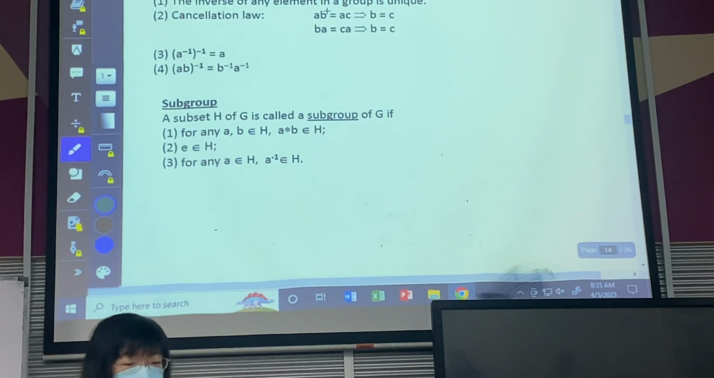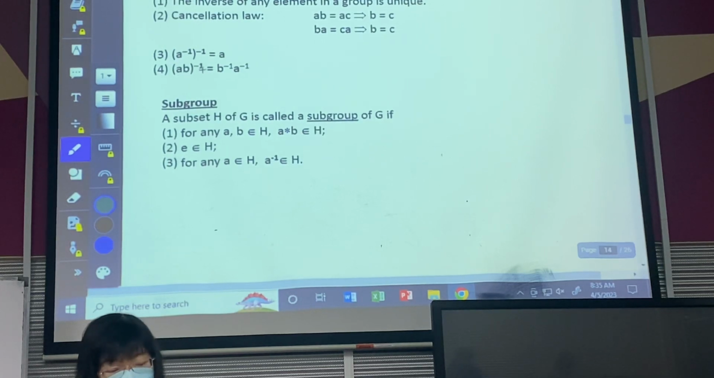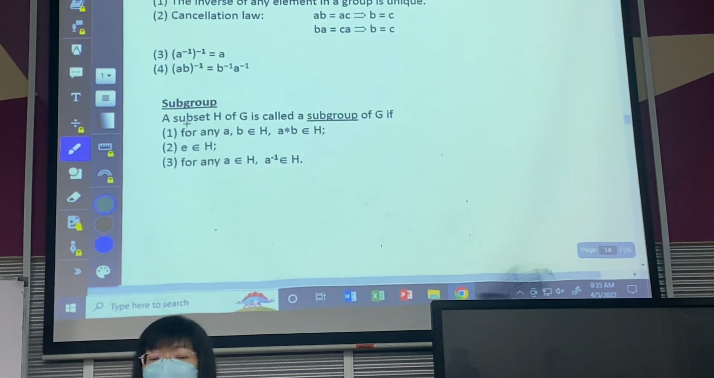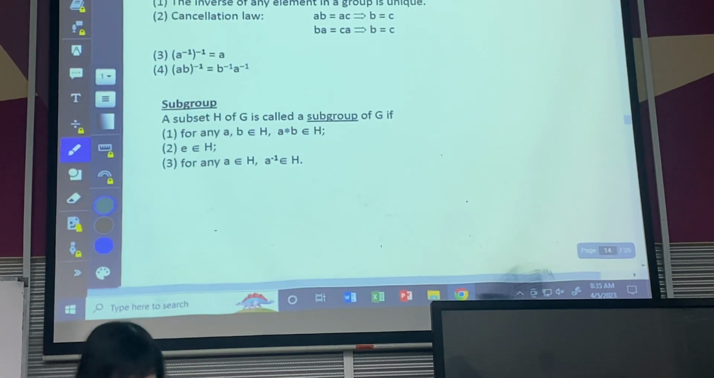Then the inverse of A, if you do it 2 times, then you will get back A. And for the inverse of AB, it is B inverse, A inverse. Just like our matrix, when we have AB transpose, it is the same as B transpose, A transpose. Right? So these are some of the theorems. So the next part we will look at is the subgroup.